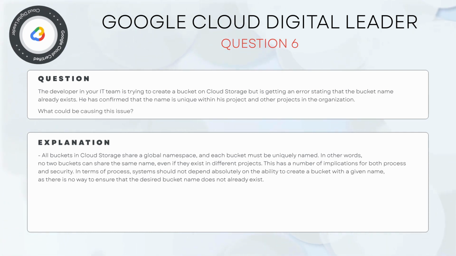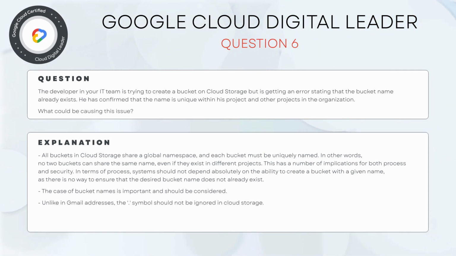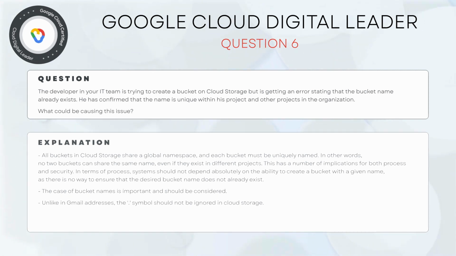This has many implications for both process and security. In terms of process, systems should not depend absolutely on the ability to create a bucket with a given name, as there is no way to ensure that the desired bucket name does not already exist. The case of bucket names is important and should be considered. Unlike in Gmail addresses, the dot symbol should not be ignored in Cloud Storage.